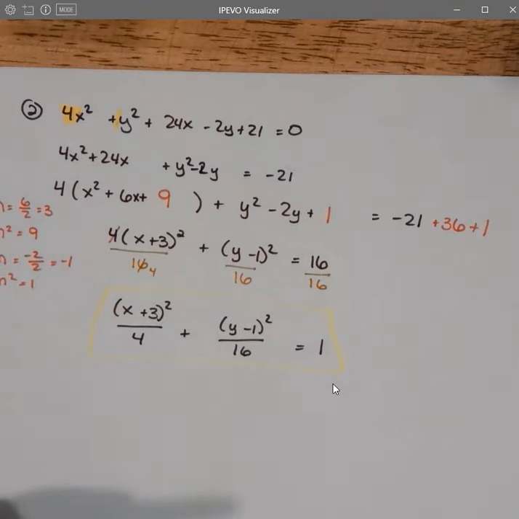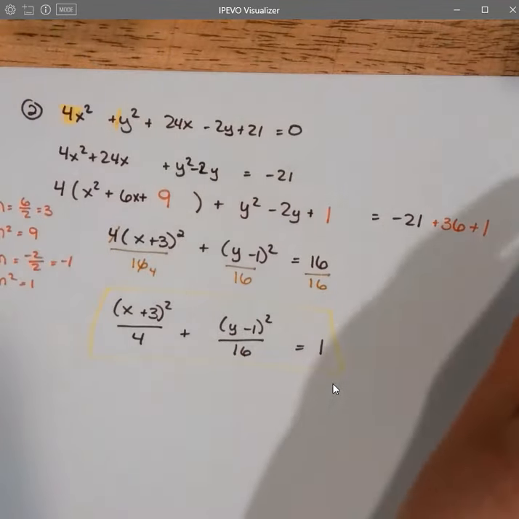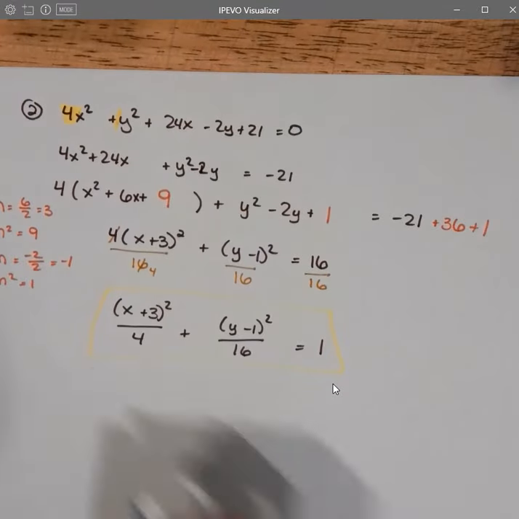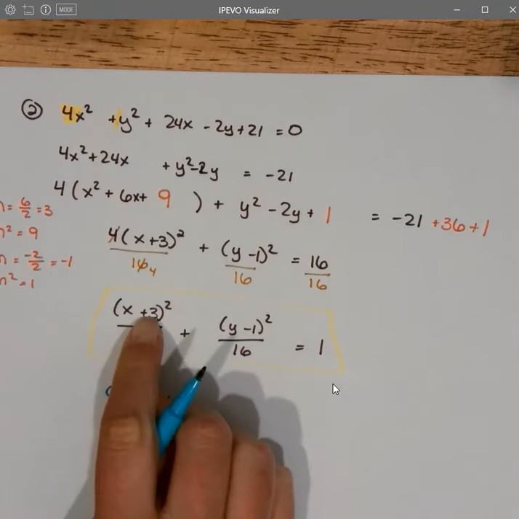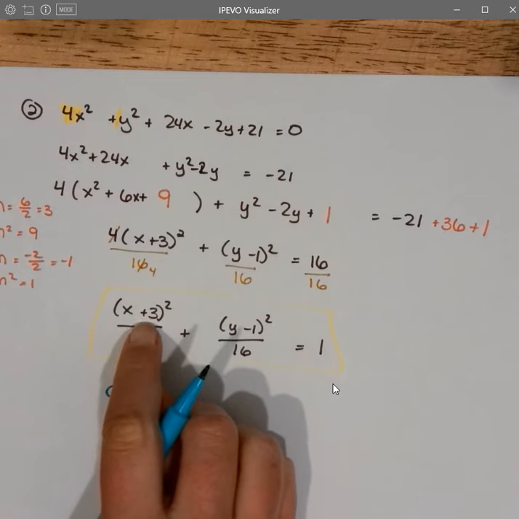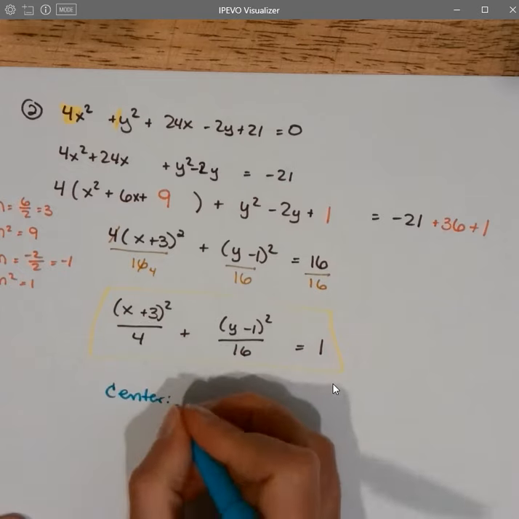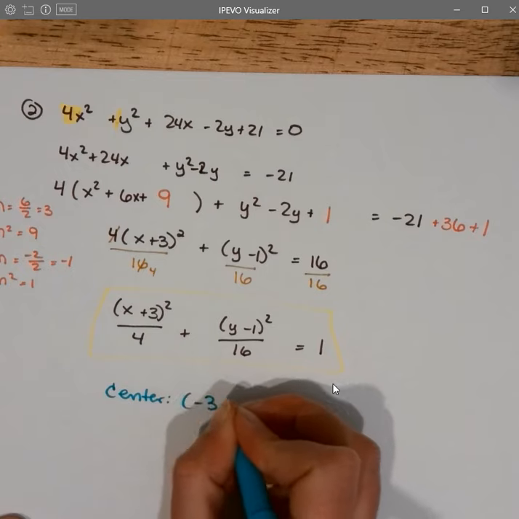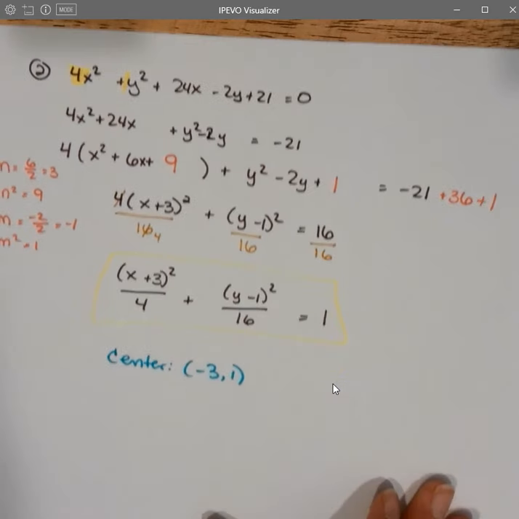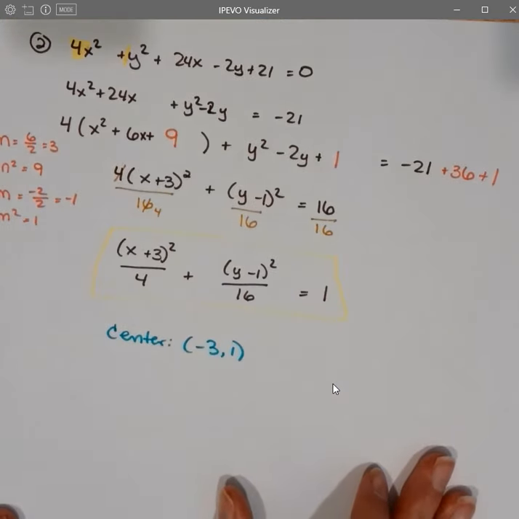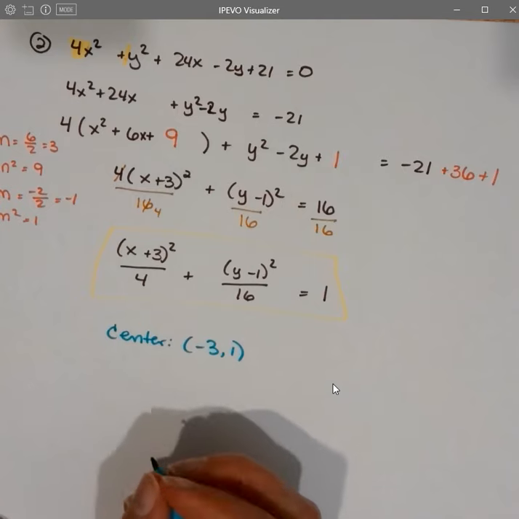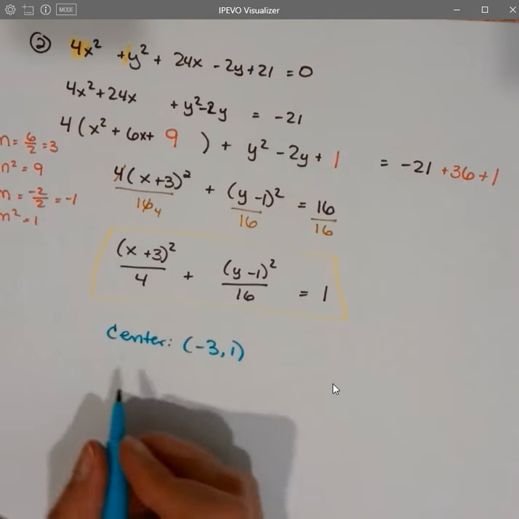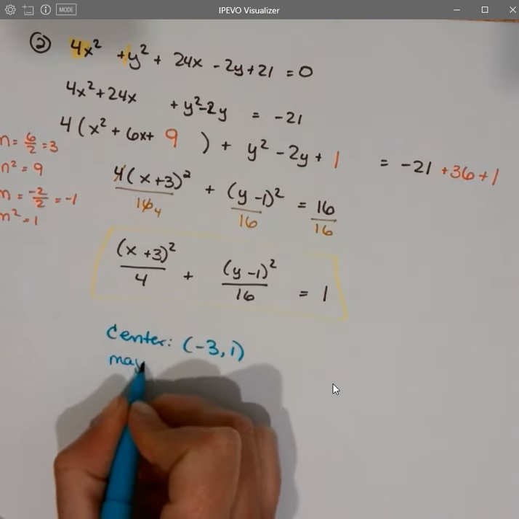So I have my equation written, and I need to be able to identify all the pieces that I need from it. So the first thing is the center. And so the center of the ellipse is (h, k), so opposites. h is going to be negative 3, k is going to be 1. So the center is (negative 3, 1). Okay. Now I want to know the a values, b values, and if this is a vertical or a horizontal ellipse. Bigger denominator on y. So that means this is going to have a vertical major axis. So our major axis is vertical.